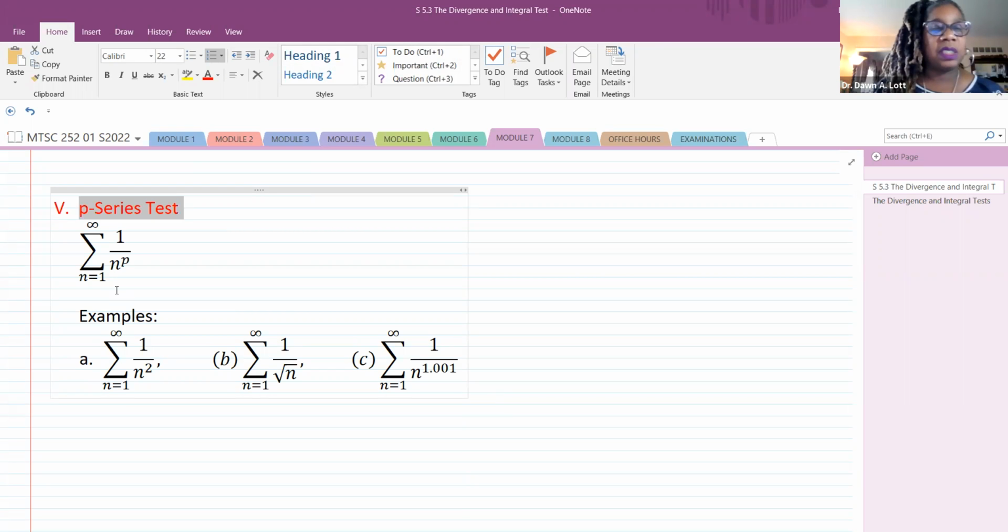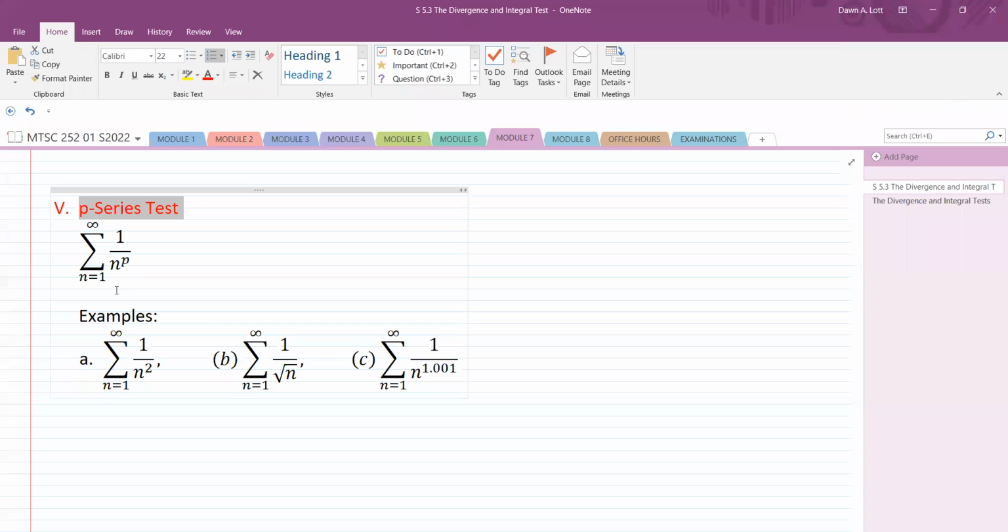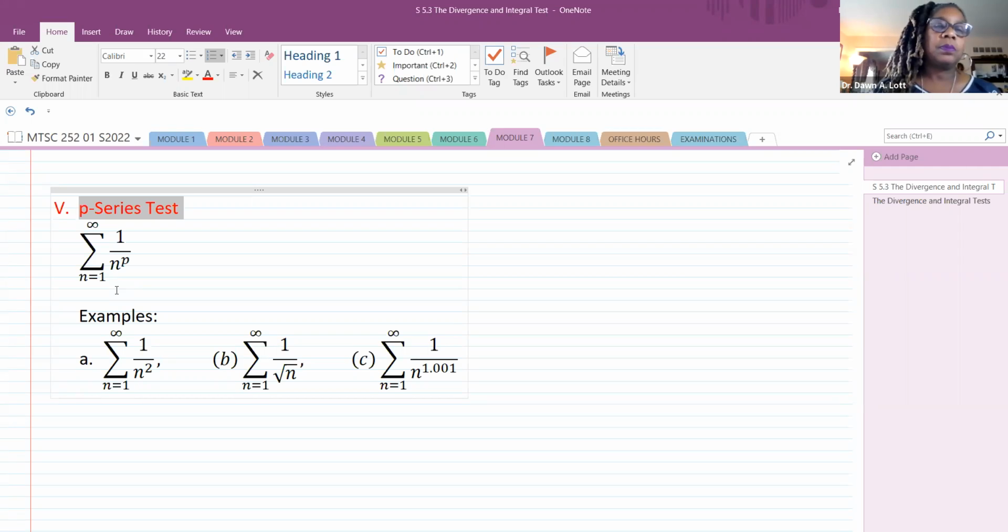Some examples. What is p in the first one? 2. Okay, what is p in the second one? 1/2. And what is p in the third one? 1.001. Okay, so this is the P-series test.